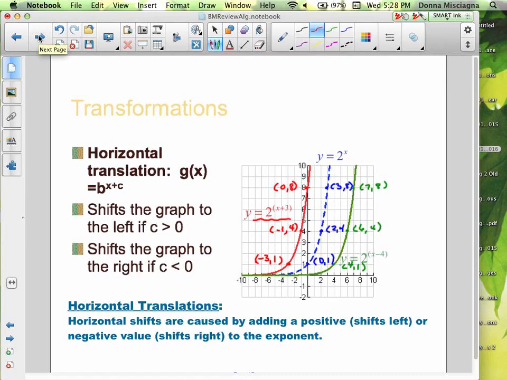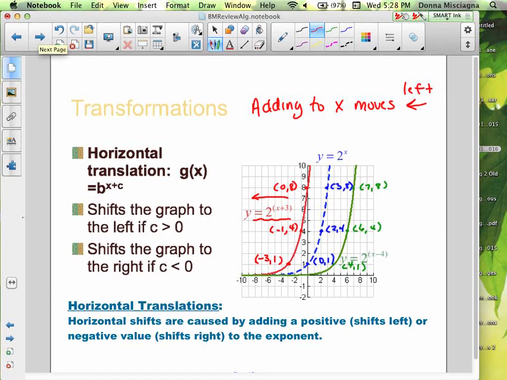Just like all of our other functions, when we add something positive, it moves it to the left. Right? So I'm going to put that up there. Adding to x moves left. Okay? It's going to take a smaller value to get to the same place.